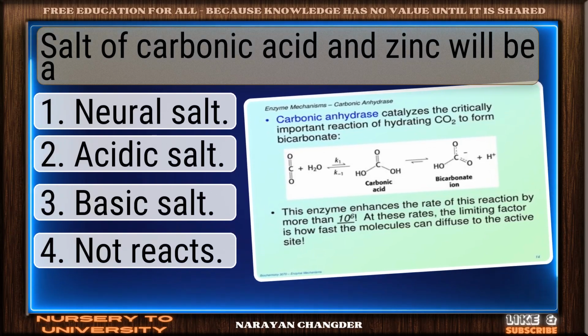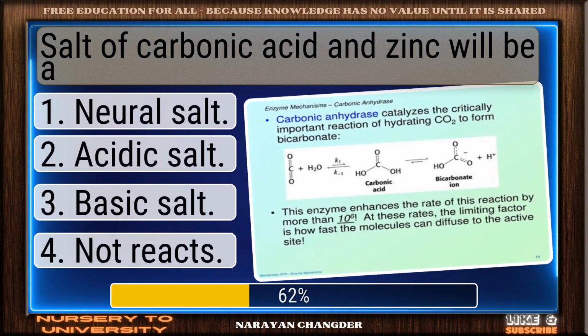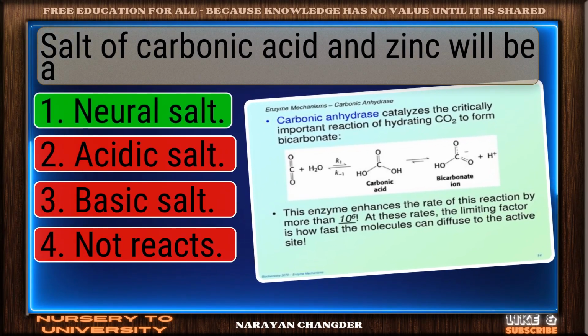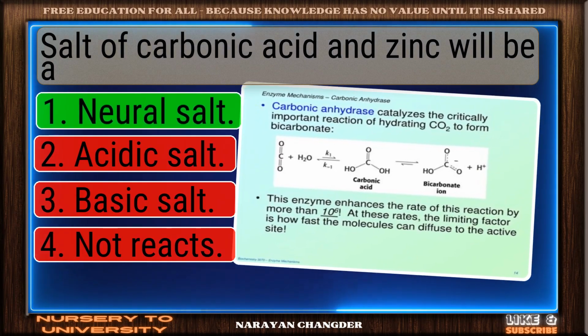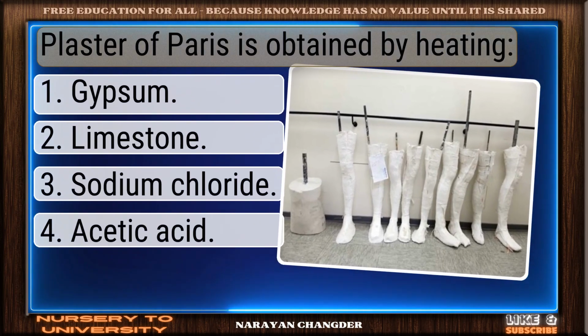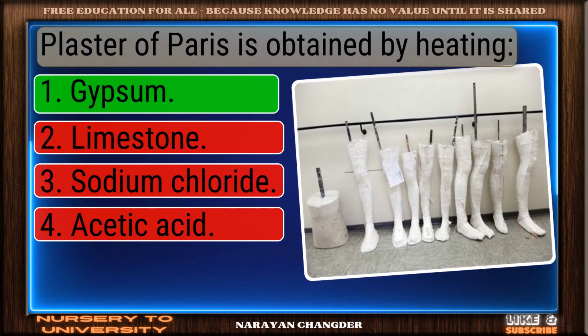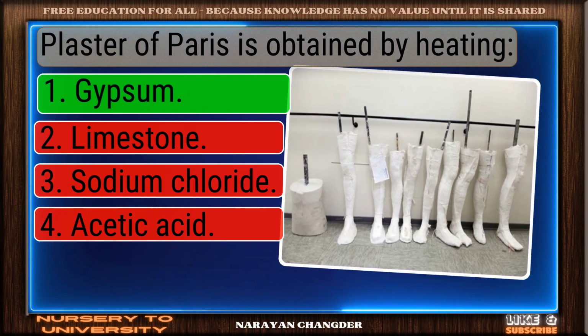Question number 1. Salt of carbonic acid and zinc will be a... Well done. Neutral salt is the right choice. Question number 2. Plaster of Paris is obtained by heating. Bravo. Gypsum is the answer.